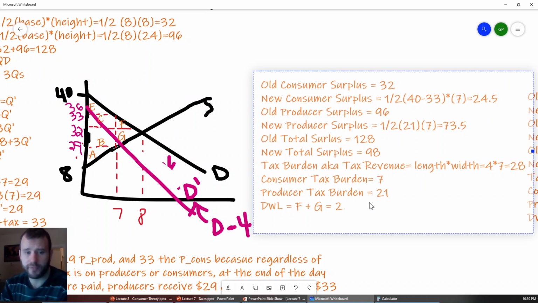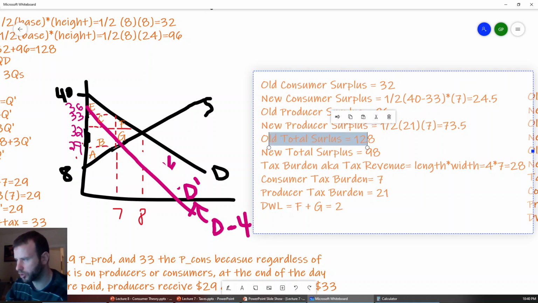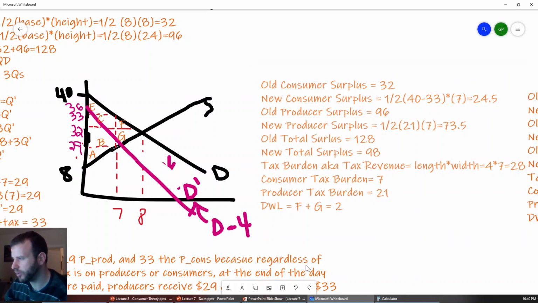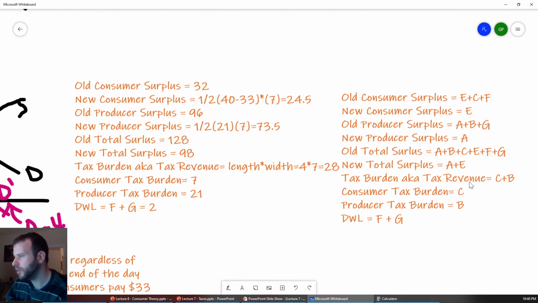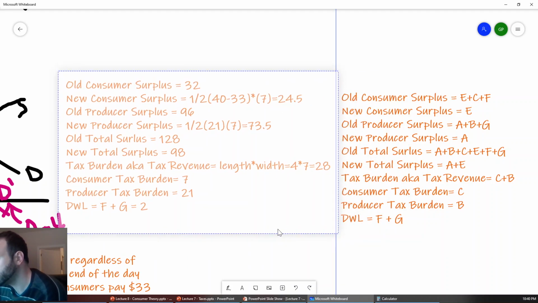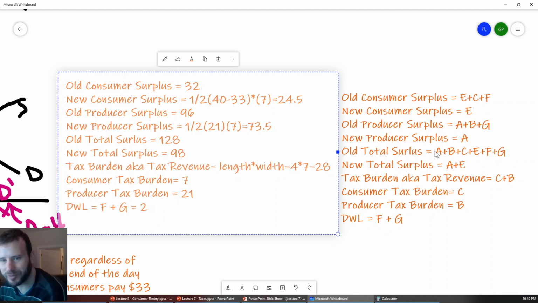And then finally, if I calculate the area for F plus G, it should be equal to 2, because DWL plus tax burden plus new total surplus should equal your old total surplus. Because if we looked at it again, we had F plus G plus C plus B plus A plus E should be A plus B plus C plus E plus F plus G. Sorry, I just threw a lot of letters at you real fast. But what I'm saying is that A plus E, C plus B, F plus G should equal the total surplus over here.